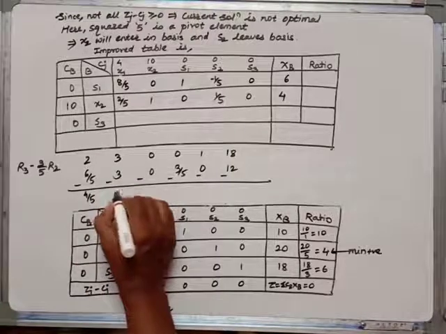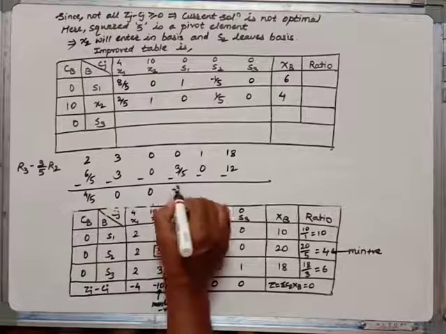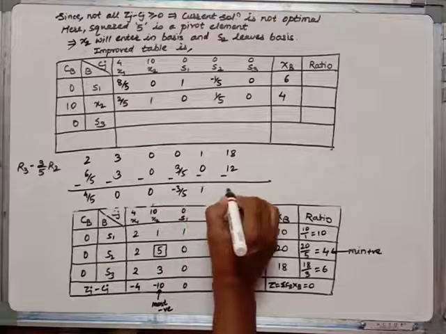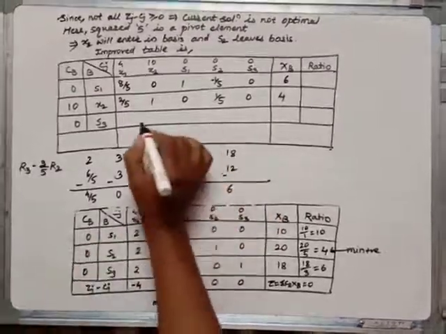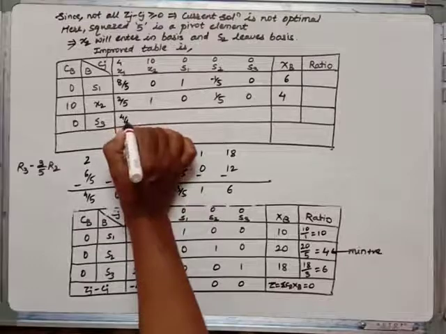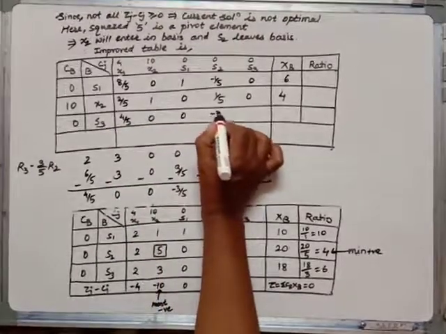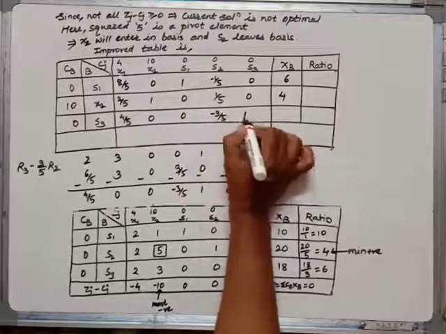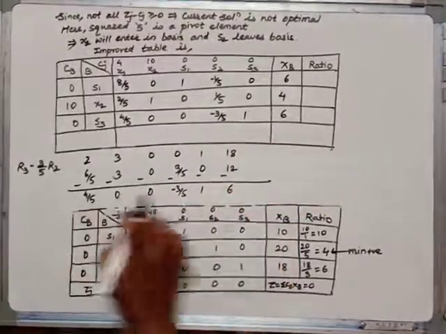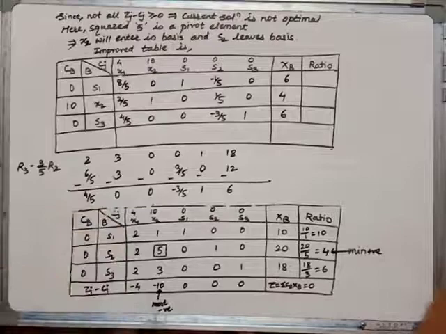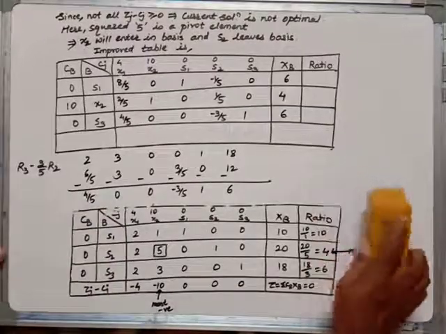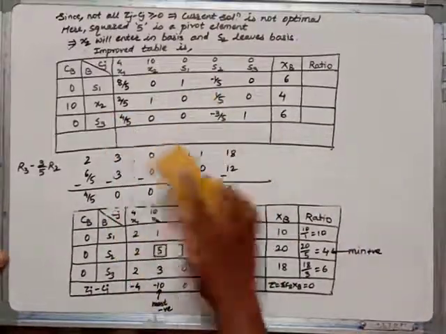Now 3 minus 3, 0. This is 0. This is minus 3 by 5. This is 1 and this is again 6. So here the entries are 4 by 5, 0, 0, minus 3 by 5, 1 and 6. These things you can do in rough as you wish. Now this is our improved table.